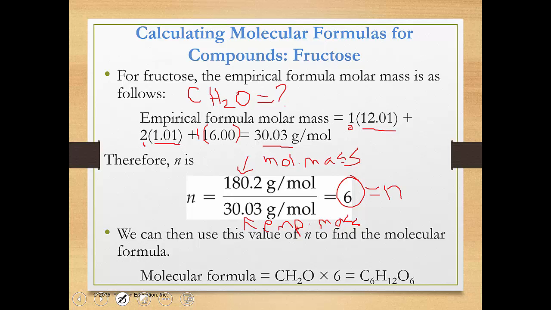So in other words, I need to multiply all of the subscripts in the empirical formula by the value that I found, by 6. So if I take 1 carbon times 6, I end up with 6 carbons. 2 hydrogens times 6, I end up with 12 hydrogens. 1 oxygen times 6, 6 oxygens. So the molecular formula of this fructose that they gave us is C6H12O6.